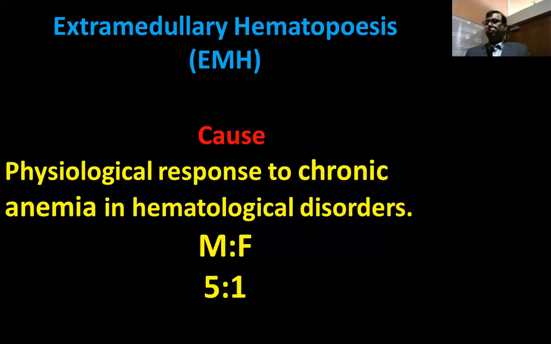What is the cause of this extramedullary hematopoiesis? What is hematopoiesis? It is the production of red cells and white cells other than in the bone marrow. And of course, it is caused by anemia: your bone marrow cannot cope with the loss of the red cells, so you look for other areas that will produce them. Male to female is 5:1.